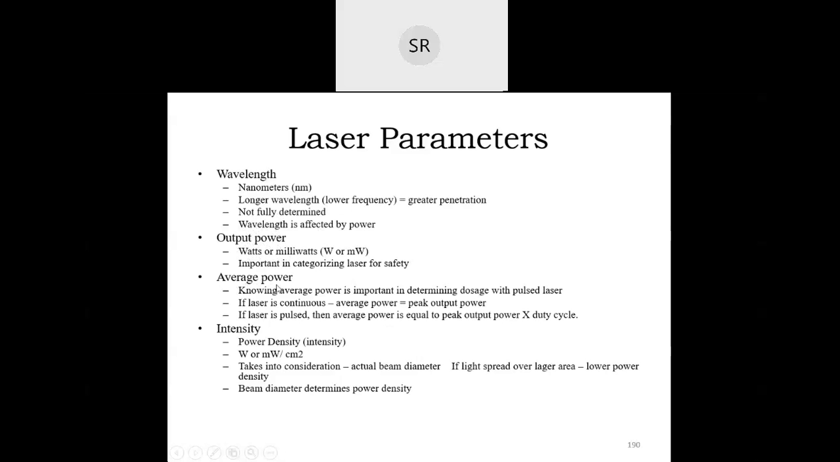So then the average power. Likewise, we have the different power there, according to output power. And here again, another word is about the intensity. So depending upon that intensity, we say light emits from the device.